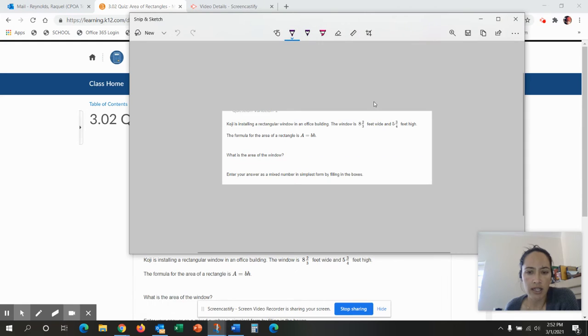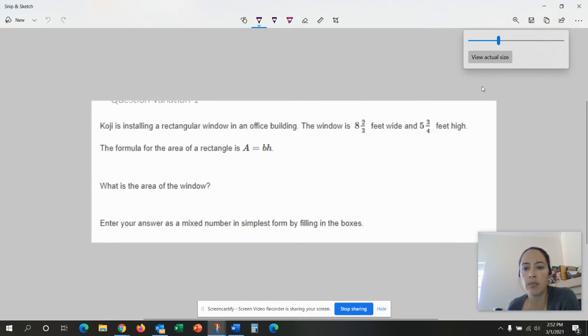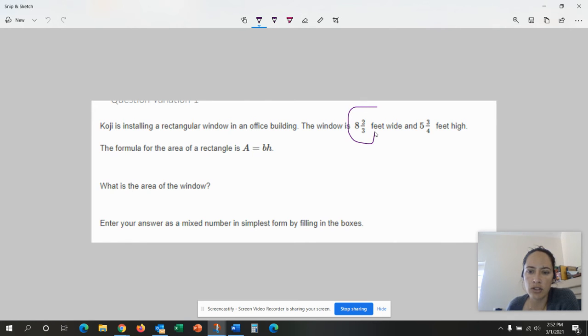Now we're going to move on to these examples. These examples contain what we call mixed numbers. This is a mixed number, 8 2/3, 5 3/4. A mixed number is just a fraction with a whole number. Now, the first thing we need to do for fraction multiplication is to change that mixed number into an improper fraction. We do that by multiplying the whole number by the denominator. And that makes sense, right?